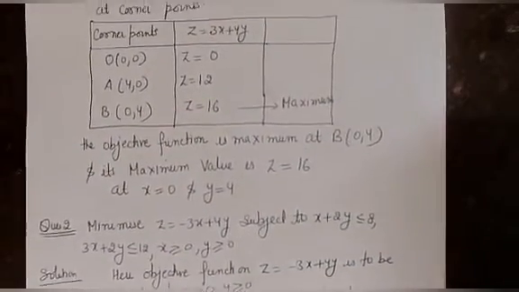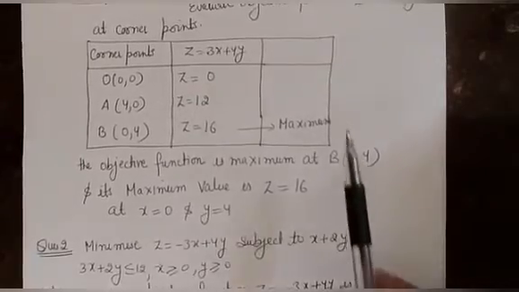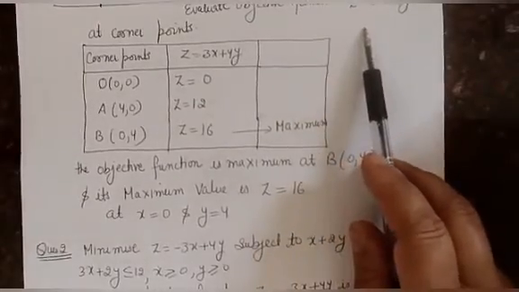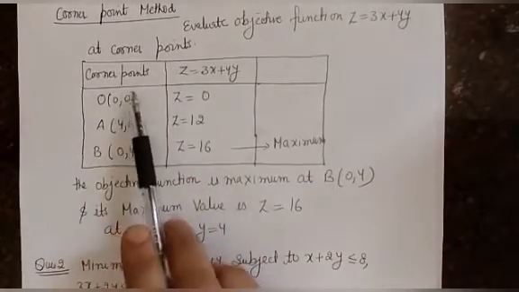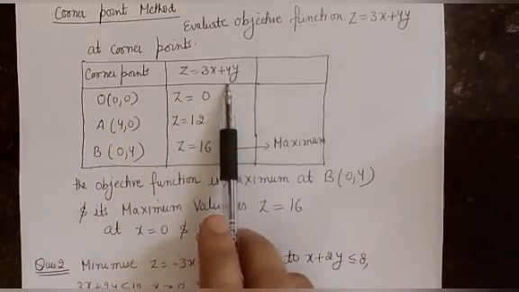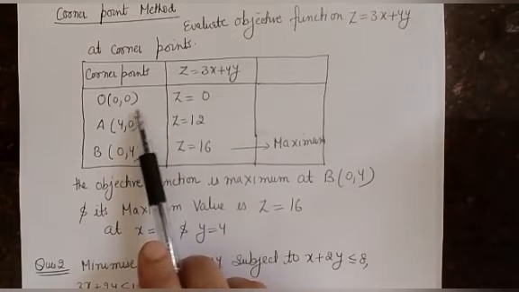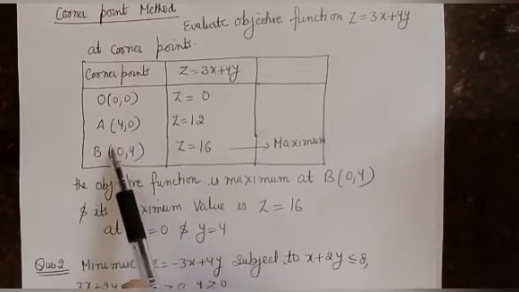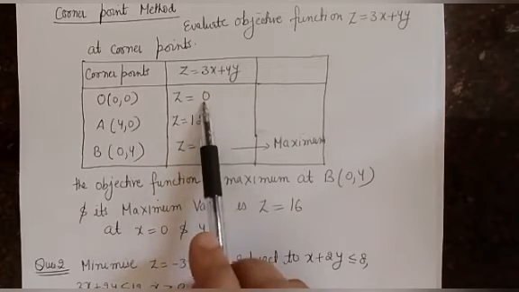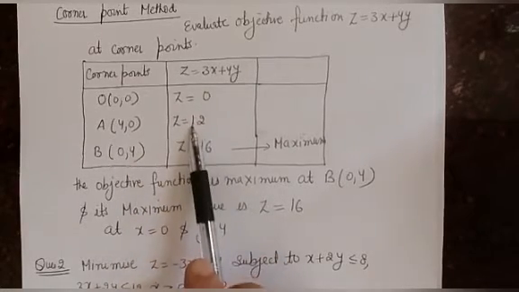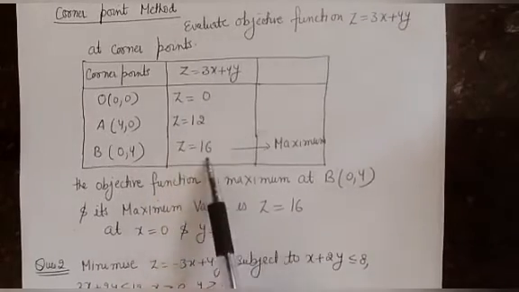Now let us apply the corner point method. The corner point method says evaluate your objective function z is equal to 3x plus 4y at these corner points. So let us frame a table. Corner points, this is your objective function, and these are your 3 corner points 0, 0, 4, 0, 0, 4. And get the value of this objective function. It comes as 0, then 4 3s are 12, and then 4 4s are 16.